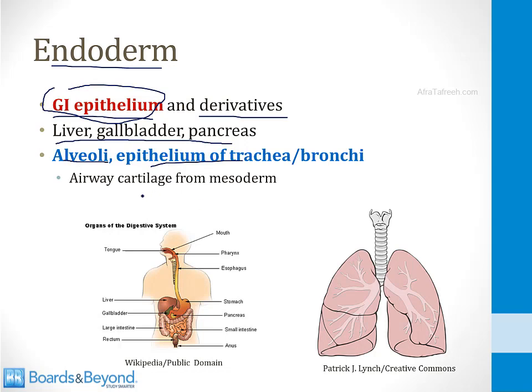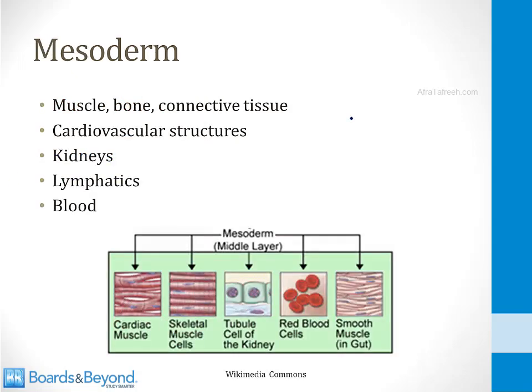The lungs are a little tricky because the cartilage in the airways comes from mesoderm, but the epithelial lining and the alveoli come from the endoderm. And so if your ectoderm is everything on the outside, like the skin and hair and nails, and your endoderm is the GI tract on the inside, then the mesoderm is everything in the middle. So mesoderm develops into muscles, bone, connective tissue, also cardiovascular structures, the kidneys, the lymphatics, the blood. Most things that aren't skin or GI tract derivatives come from the mesoderm.